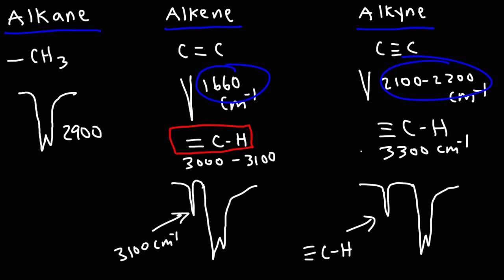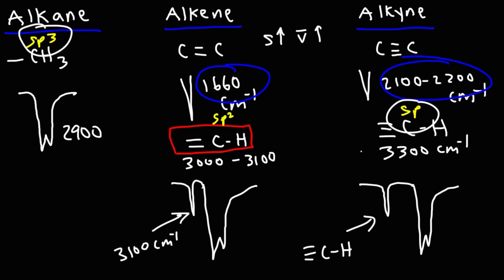So let's talk about the effect of hybridization on wave number. Here we have an sp3 CH stretch. This is an sp2 CH stretch. And here we have an sp CH stretch. Notice that as the S character increases, the wave number increases. The sp CH stretch is composed of 50% S, 50% P. This is 25% S, 75% P. So as the S character increases, the wave number of the CH stretch goes up.